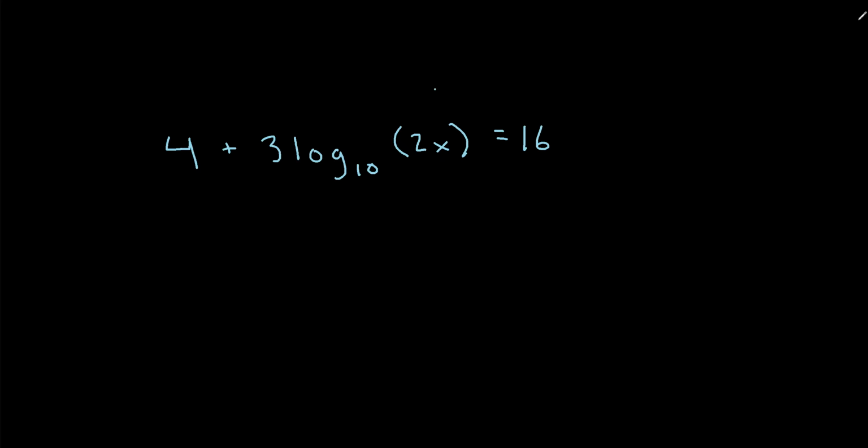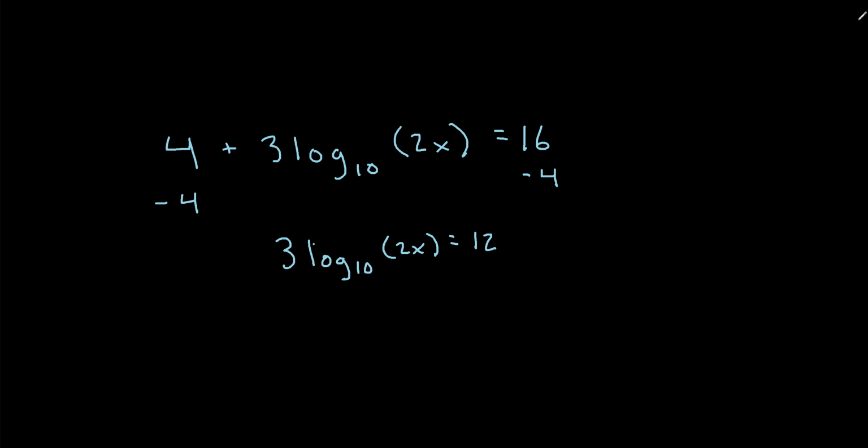Okay, let's try one more. Let's say we have 4 plus 3 times log base 10 of 2x is equal to 16. How can we solve for x? Well, let's start by subtracting a 4 from each side. So we'll be left with 3 times log base 10 of 2x is equal to 12.